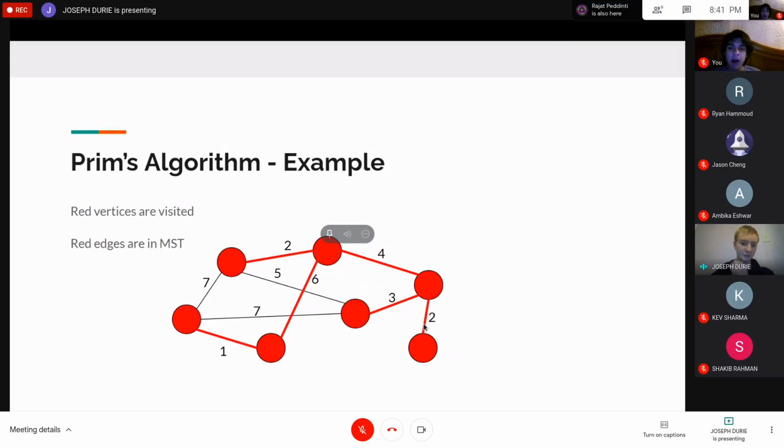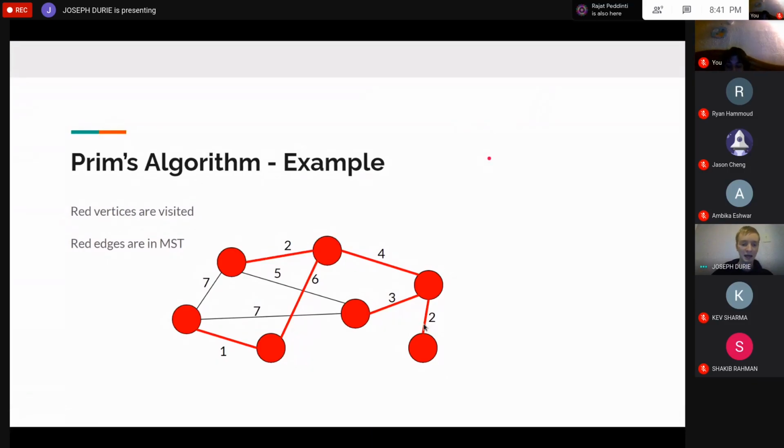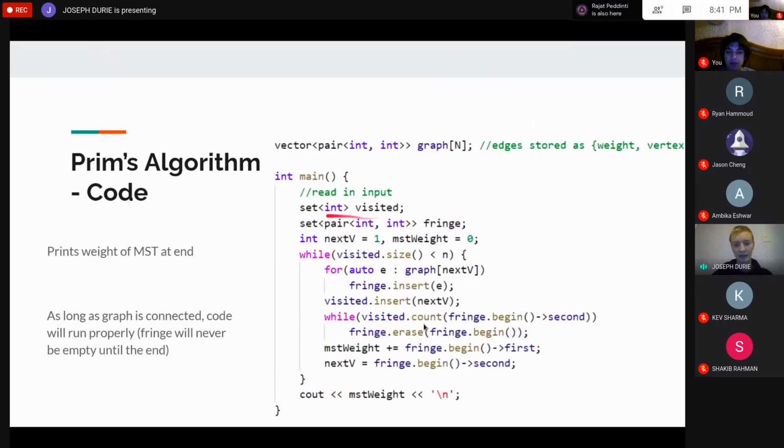So for the implementation, again, we don't want to iterate through all of the edges at every single step to see which edges are between a red and a gray vertex. So to maintain this, we can use a set in C++, which is kind of similar to what Akif was talking about with a heap or a priority queue before. Basically, a set is a balanced binary search tree.